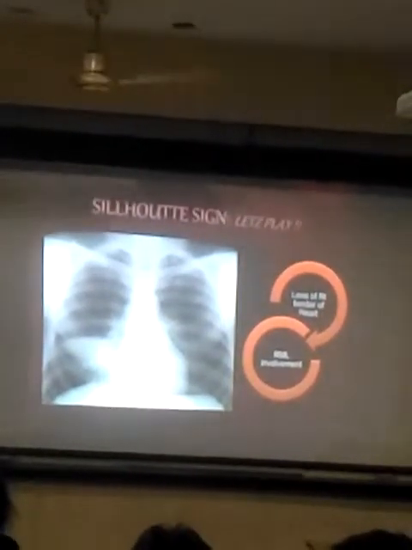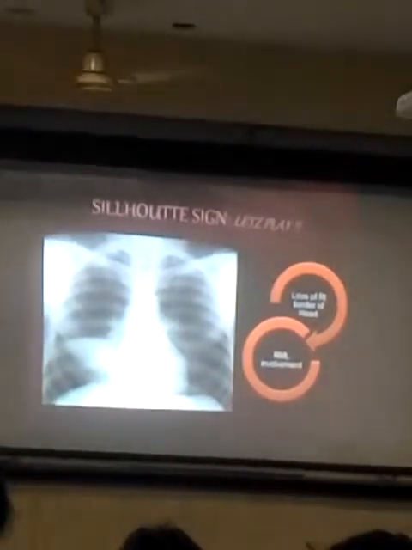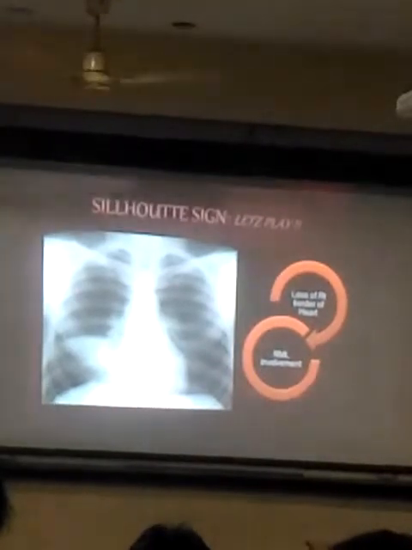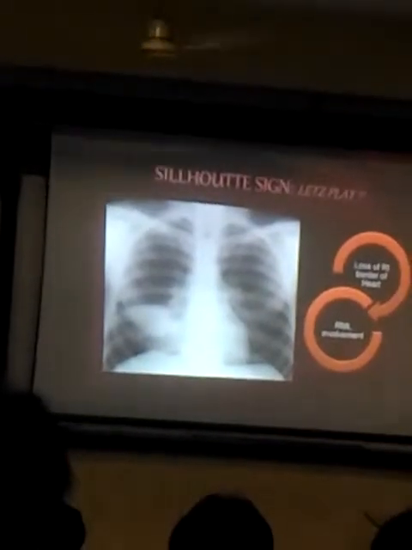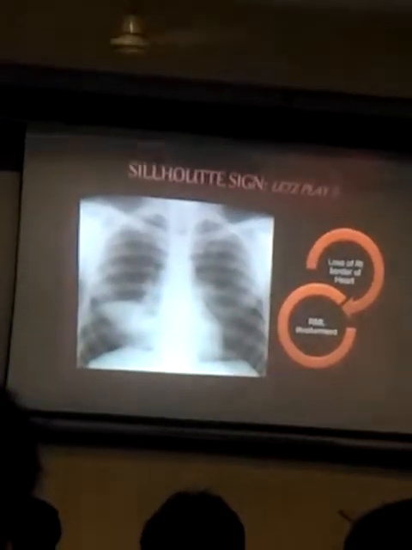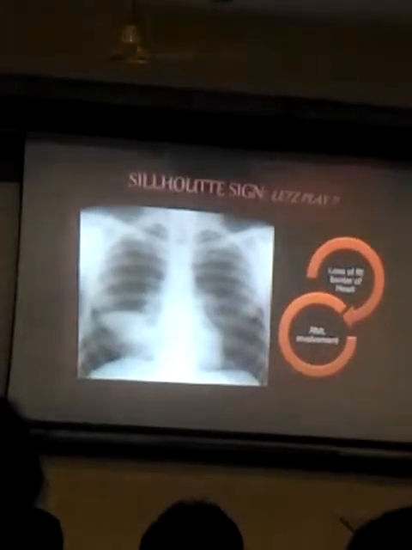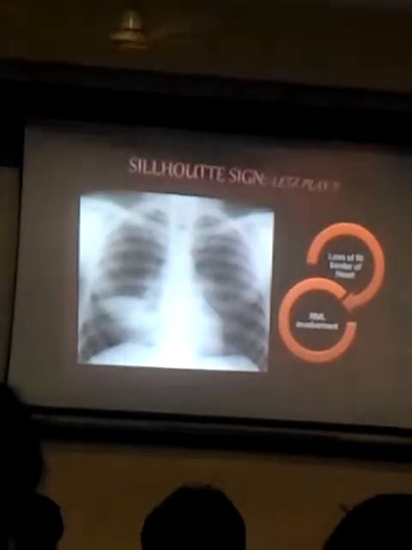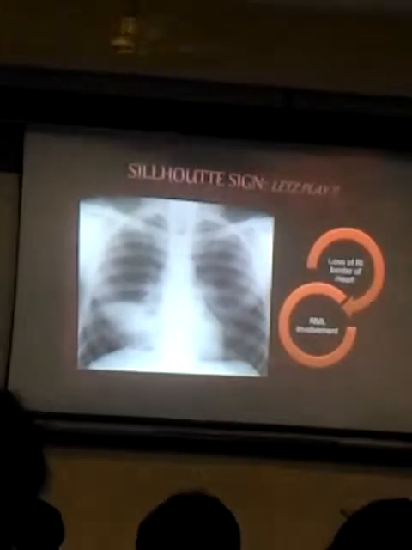So if you write a report saying that this is a consolidation involving the medial segment of the right middle lobe, the clinician will be amazed. The physician would be amazed as to how the radiologist is able to visualize the medial segment of the right middle lobe, whereas he can visualize only the right upper, middle and lower zones, which is not correct terminology. This is what the silhouette sign does. This is the beauty of the silhouette sign. I think you have been very lucky today. That is the reason why you got this answer correct.